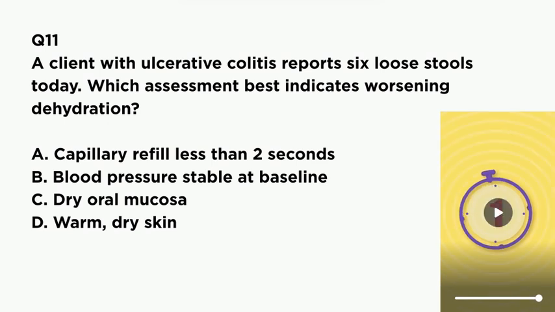The correct answer is letter C. So dry oral mucosa is a reliable indicator of fluid loss with increased stools. A is an incorrect option because fast capillary refill suggests adequate perfusion. B is also incorrect because stable blood pressure does not really reflect worsening dehydration. And letter D is incorrect because warm, dry skin is very non-specific.